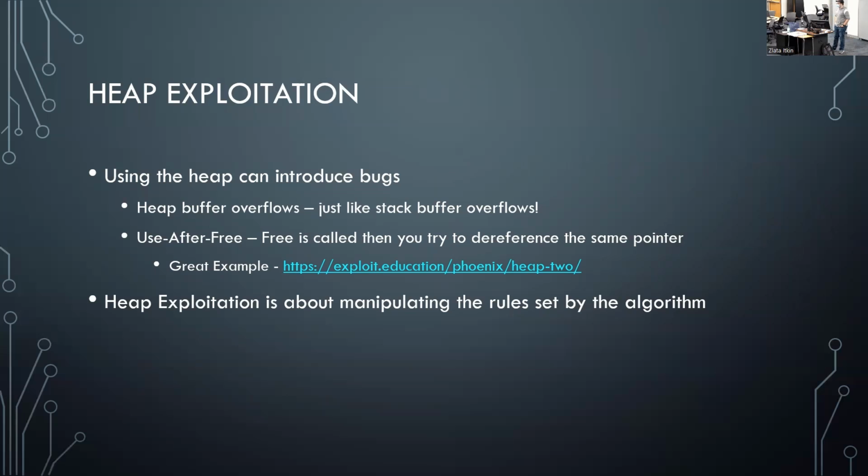And then there's use after free, where you call the free function on a pointer that you've allocated from malloc, but then try to use that same pointer again. That's undefined behavior in C. It'll let you do it, but no one knows what's going to happen. But you can use that to exploit your program, depending on how that function pointer is being used by the program. A great example of that is from Exploit Education, specifically their Phoenix series, under heap 2. But like I said previously, heap exploitation is all about manipulating the rules set by the algorithm.